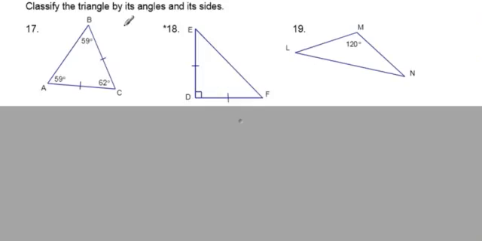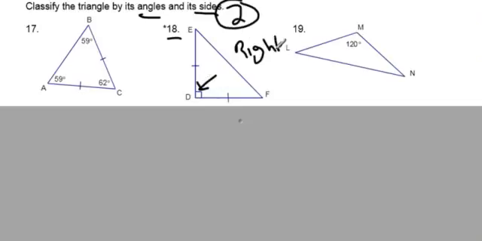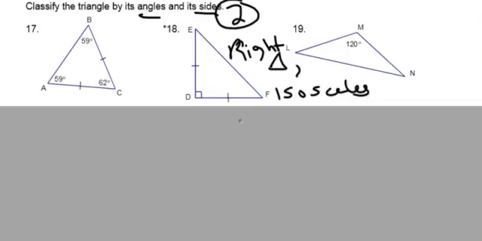All right, number 18 says to classify the triangle by its angles and sides. So you should have two answers for each of these. Number 18, by its angle, we can see that it has one right angle. So by its angles, it's a right triangle. By its sides, well, look, ED is marked congruent to DF. So a triangle with two congruent sides is called an isosceles triangle. So this is a right isosceles triangle.